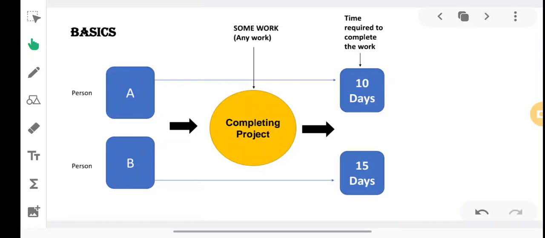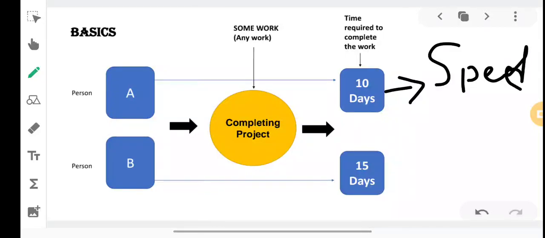What we can conclude from this is that the speed of person A of doing work is greater than the speed of person B. So I'll tell you one simple approach. If you understand that approach, you'll understand time and work in a clear way.